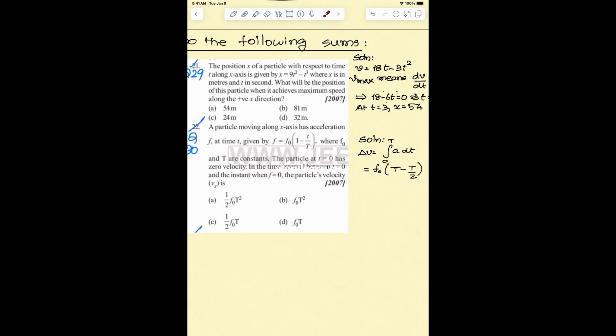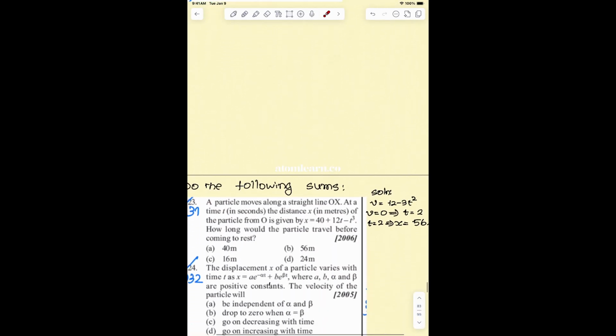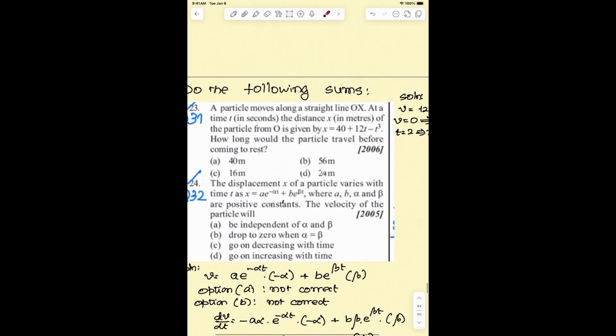What is the time interval between t equal to 0, the lower limit, to the instant when f equal to 0? When will it be equal to 0? When time is equal to capital T. Therefore, we are taking the limit from 0 to capital T of a dt. When you just do this, you get f naught T by 2. Understand? Okay, simple.